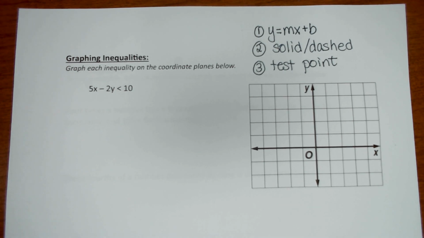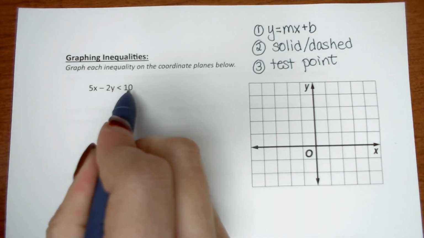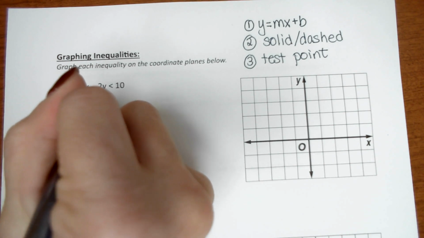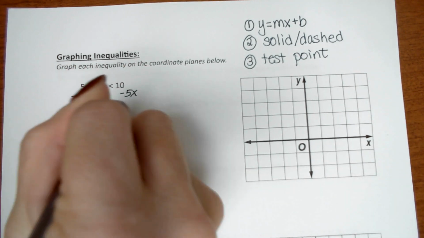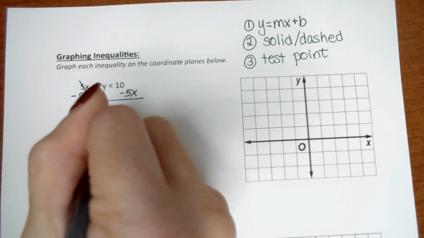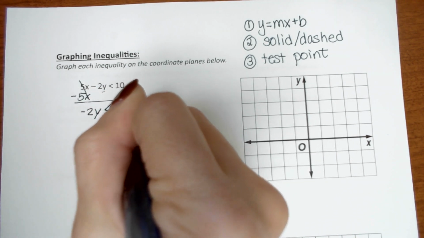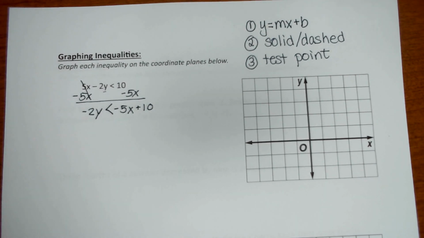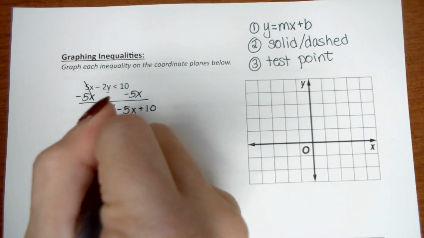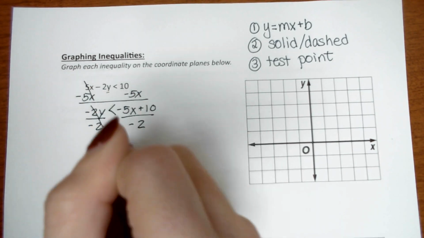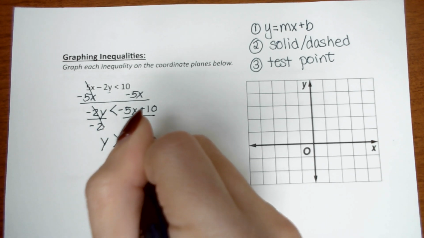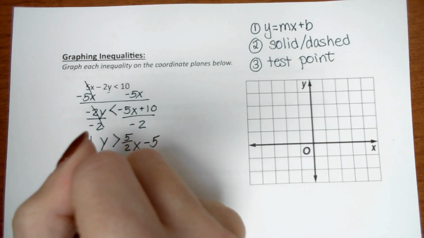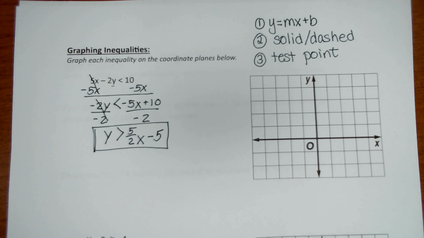So let's try that with our first example here. 5x minus 2y is less than 10. We want y alone, so I'm going to start by subtracting 5x. That's going to leave -2y is less than -5x plus 10. Now, we're not done because there's still a coefficient in front of the y. So we're going to divide by -2, and we get y is greater than +5 halves x minus 5. Now that's our inequality in slope-intercept form.